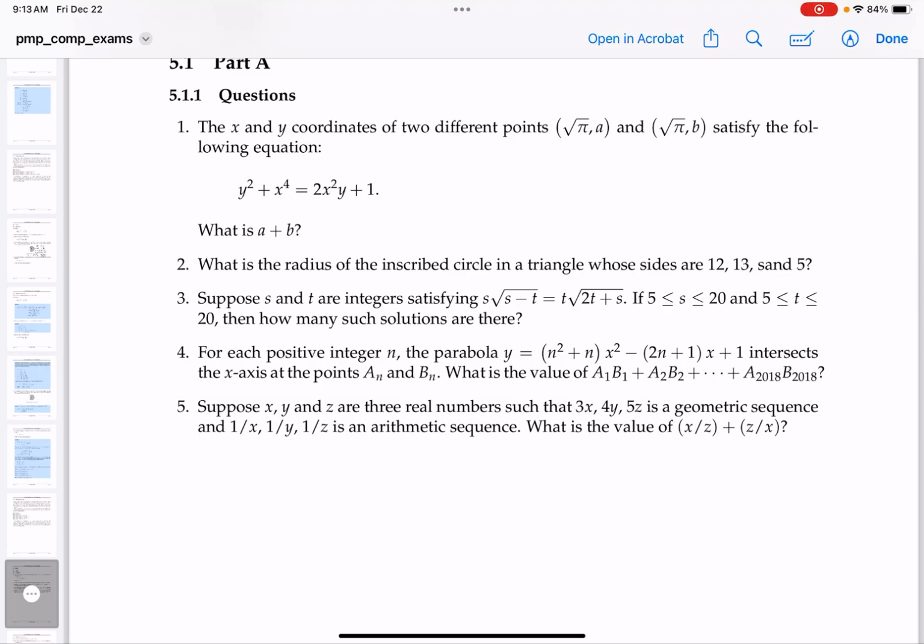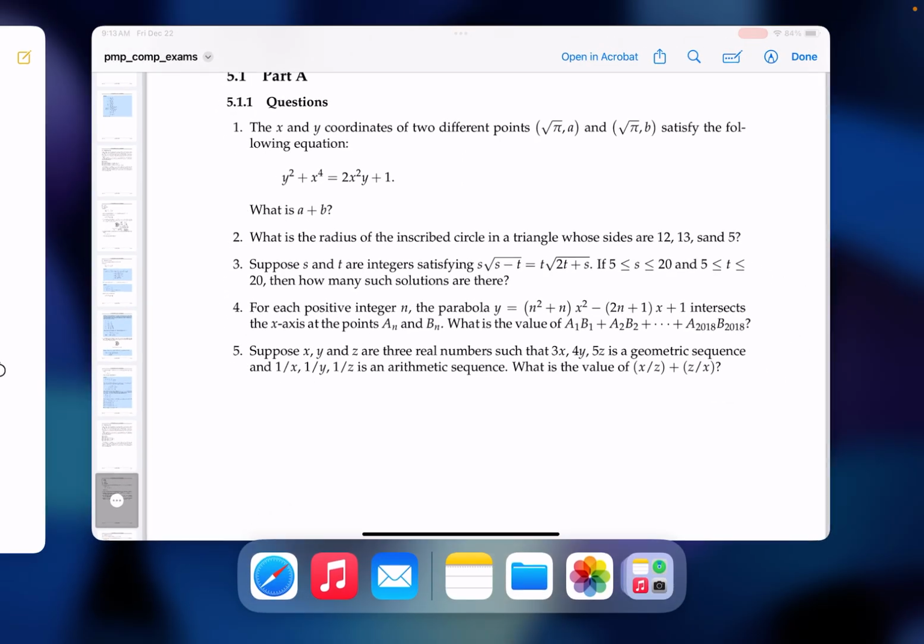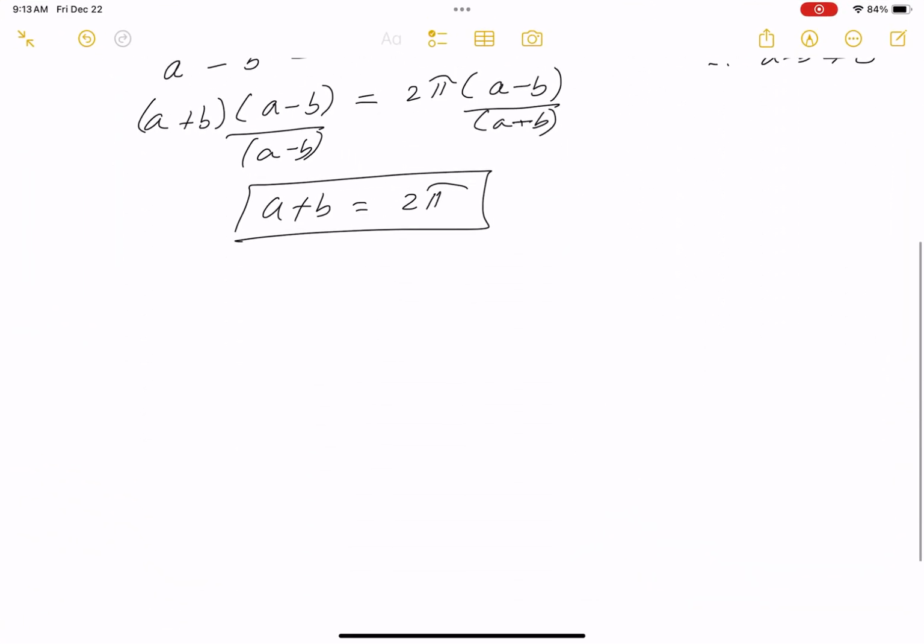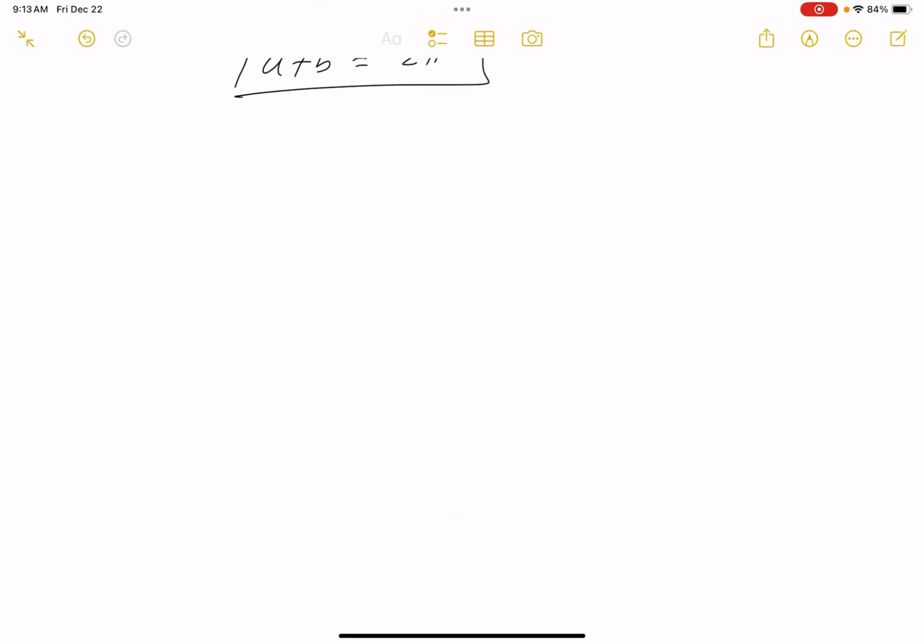All right, number 2, it says, what is the radius of the inscribed circle? And the triangle inside has sides 12, 13, and 5. Going to the whiteboard, my goal here is to try to understand the question. And the first thing I notice is a triangle. This is problem number 2.